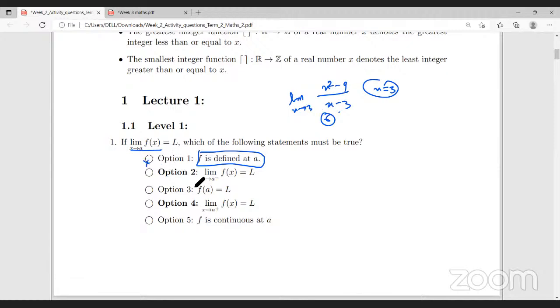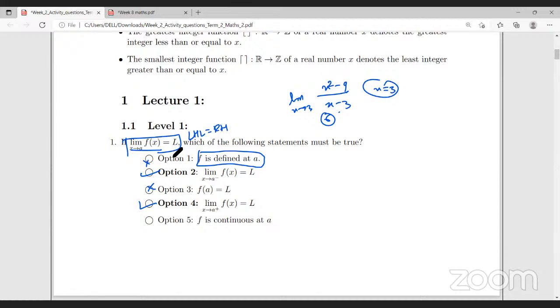Okay, so limit x from the left hand side at a minus will be L. If this limit exists, it means left hand limit should be equal to right hand limit. So this option is correct. f of a is equal to L? No, we are not given that f of x is a continuous function, so this is also not correct. f is continuous at a? No, we cannot say that directly, right?